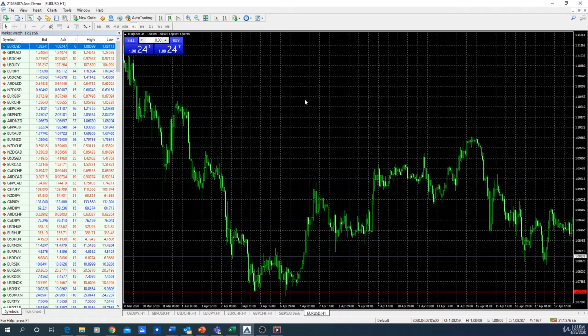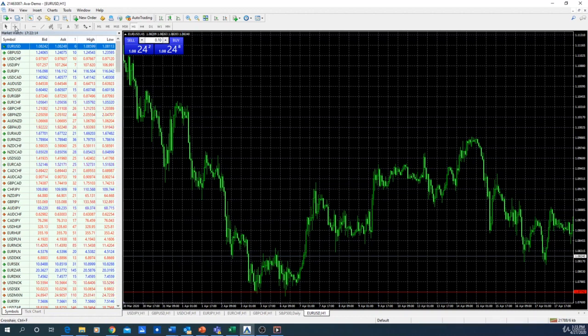So very simple. If you want to calculate how much money you will make per pip or lose per pip, as I explained, you can calculate it this way. If it's a volume of 1, it's going to be around $10. If it's a volume of 0.01, it's going to be around, let's say, $1 per pip.